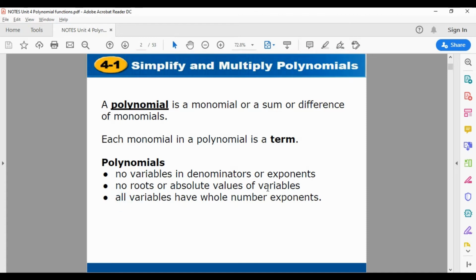All variables have whole number exponents. If they don't, then we get into talking about things potentially like power functions. If we have negative number exponents, then we can go back to where the variables are in the denominator and talk about rationals, lots of different things. So what we are talking about is positive counting numbers: 1, 2, 3, 4. We can have power 0 in a polynomial, but power 0 just means a constant.